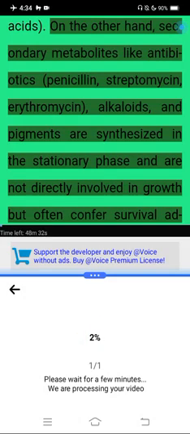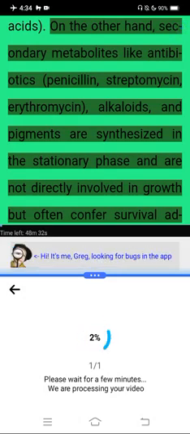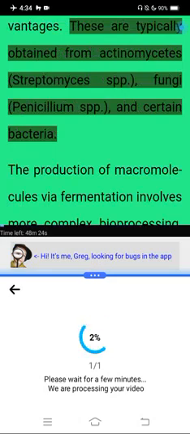On the other hand, secondary metabolites like antibiotics, penicillin, streptomycin, erythromycin, alkaloids, and pigments are synthesized in the stationary phase and are not directly involved in growth but often confer survival advantages. These are typically obtained from actinomycetes, Streptomyces spp., fungi like Penicillium spp., and certain bacteria.